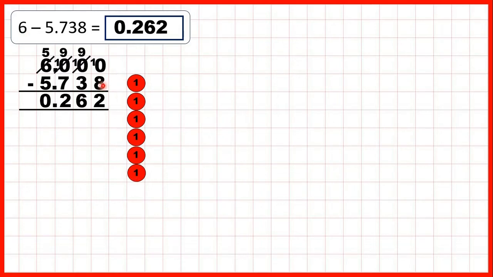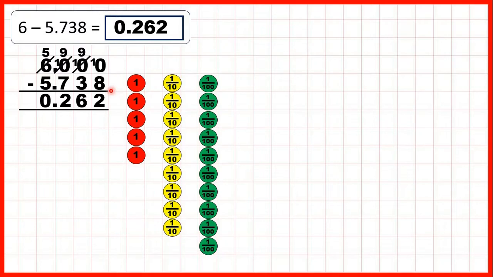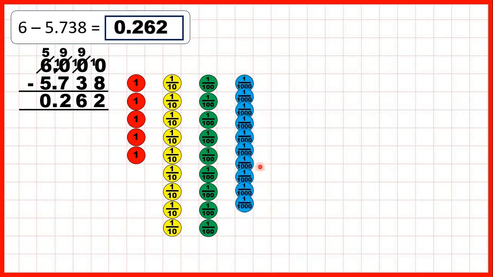But first, we wanted to subtract 8 thousandths. To do that, first, we had to exchange one of our ones for 10 tenths. Then we had to exchange one of those tenths for 10 hundredths. And then we exchanged one of those hundredths for 10 thousandths. So then we could subtract 8 thousandths to leave us 2 thousandths in our answer.